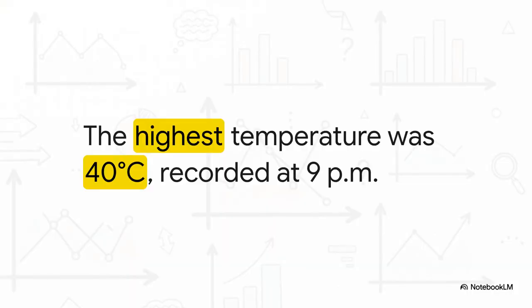See how easy that was? It's really as simple as finding the highest point on the line. The peak of the graph is right there. We look over to the side, it's 40 degrees Celsius, and we look down, it's 9 p.m. It's simple, it's clear, and that is absolutely vital information.